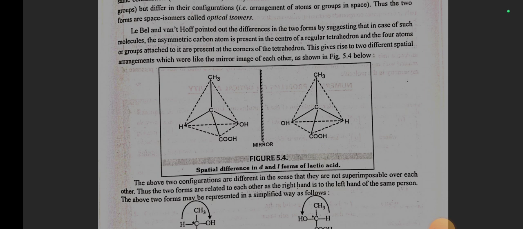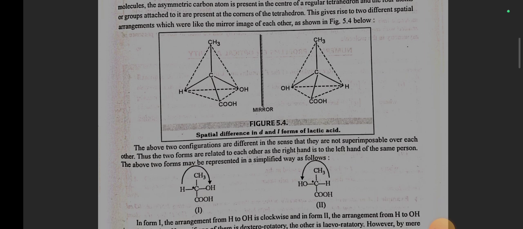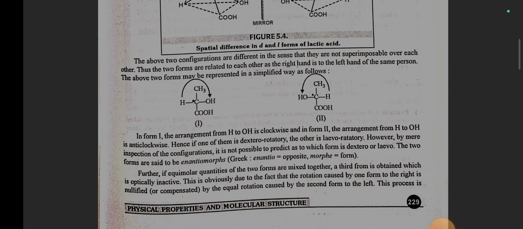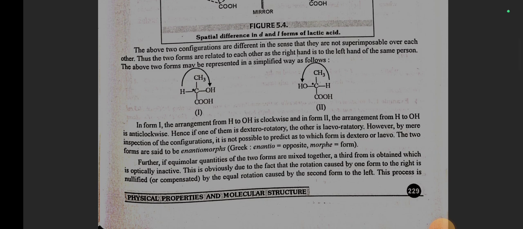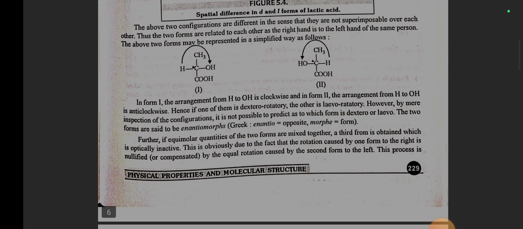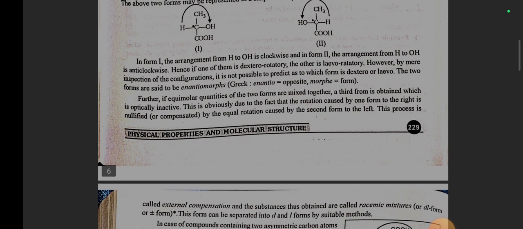This gives rise to different spatial arrangements which are like the mirror image of each other. The above two configurations are different in the sense that they are not superimposable over each other. Thus, the two forms are related to each other as the right hand is to the left hand of the same person. The above two forms may be represented in a simplified way as follows.